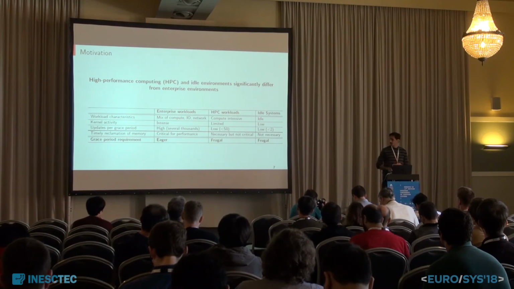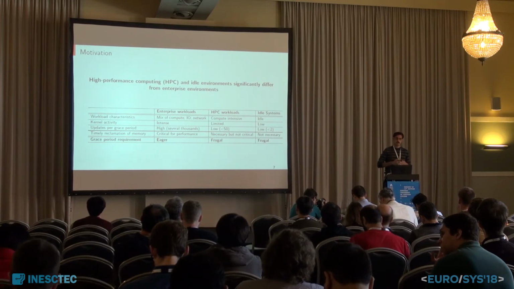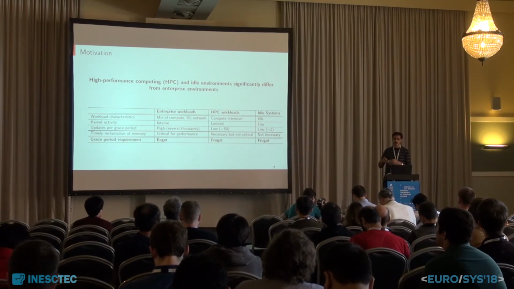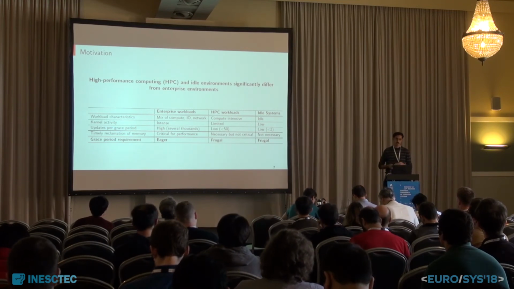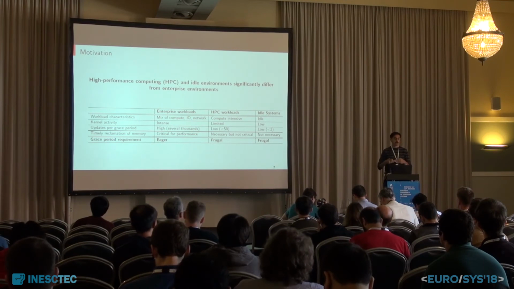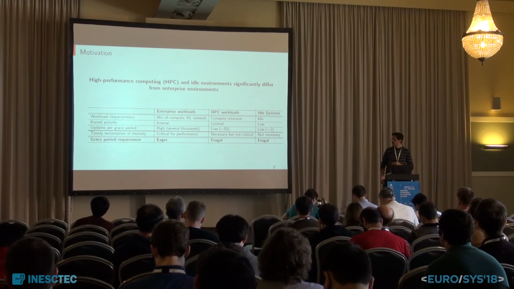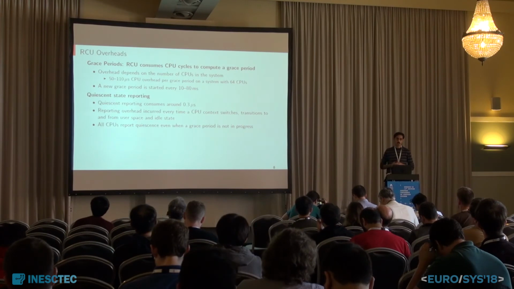The default, existing grace period computation in the Linux kernel is to compute the grace period as quickly as possible. So what we propose for HPC and idle systems is the frugal grace period, where we want to reduce the grace period overhead. So let's look into a couple of RCU overheads.